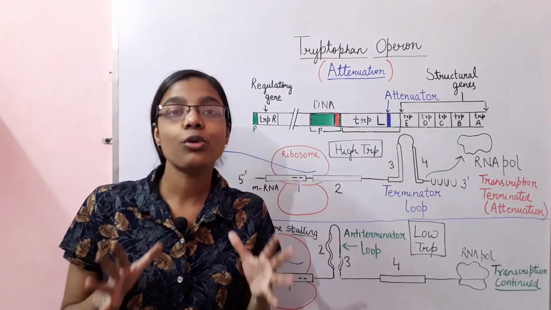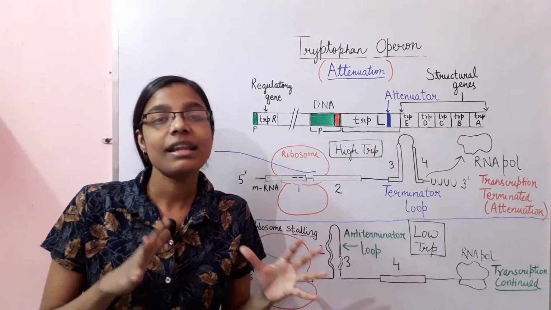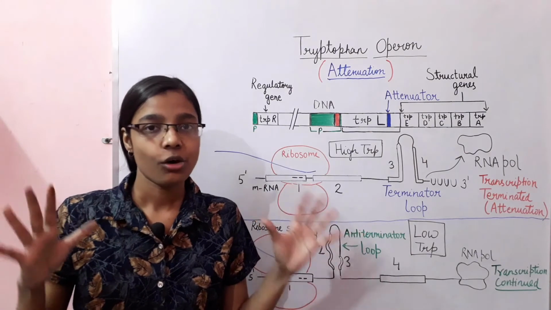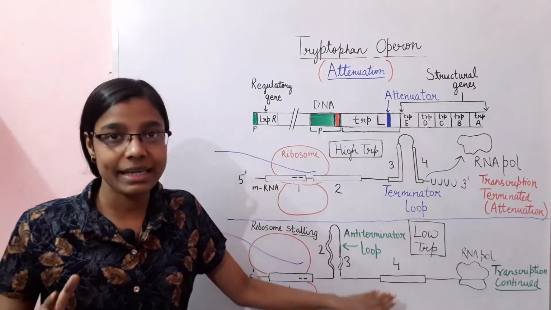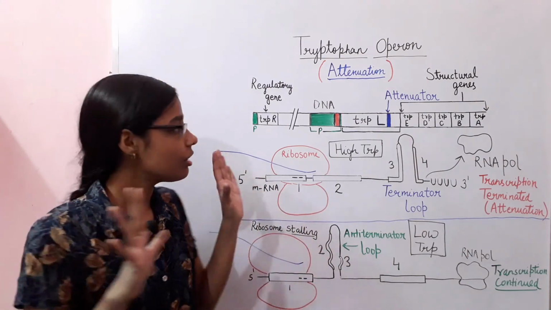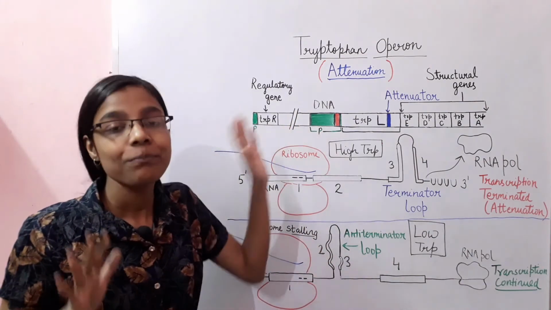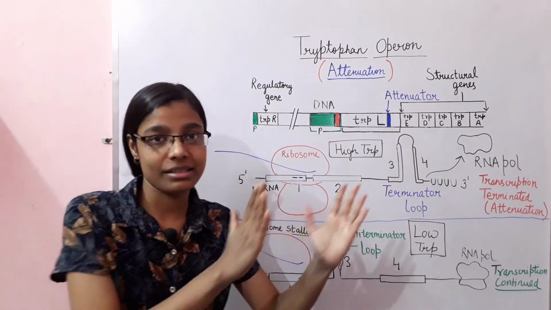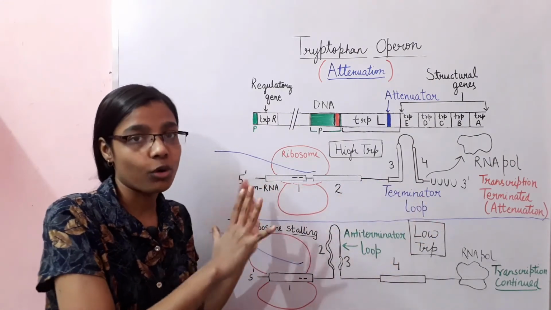Okay, so now we are going to discuss how the levels of tryptophan regulate the overall process. I have drawn both of the cases on the same board so that you can understand it better. So this is your DNA, and as the processes of transcription and translation are going on at the same time, you have to focus on it.